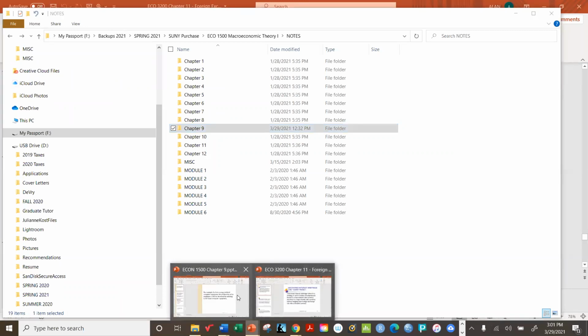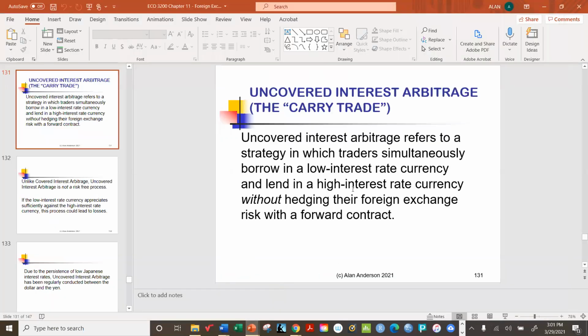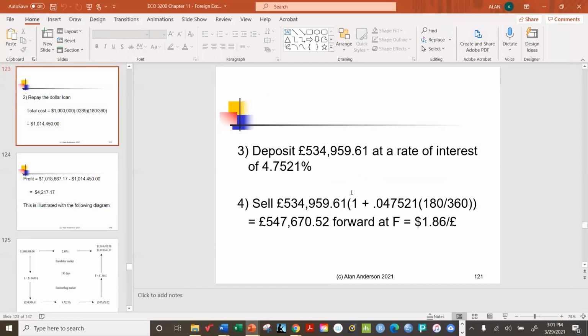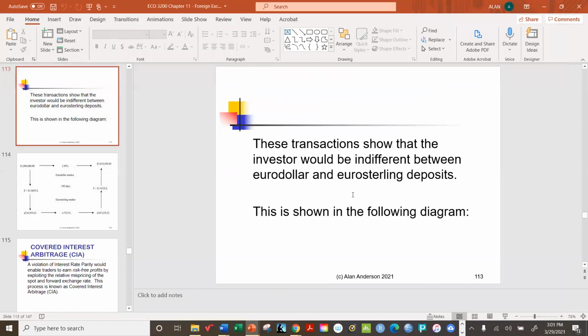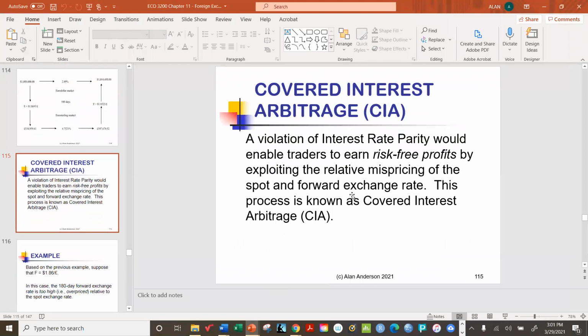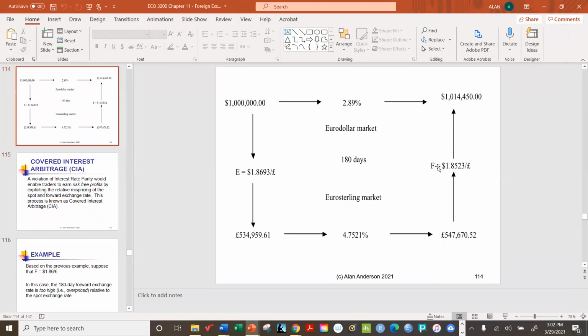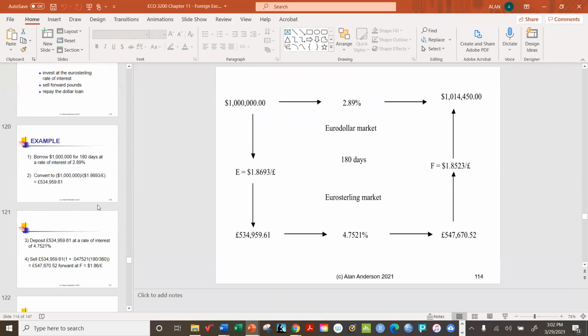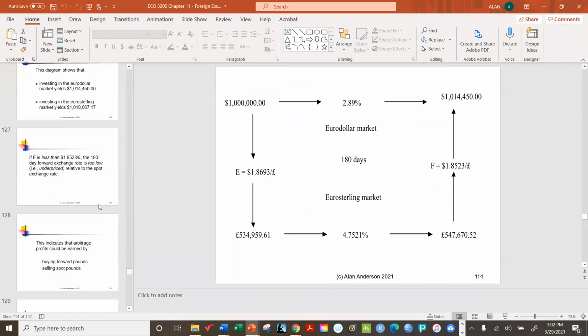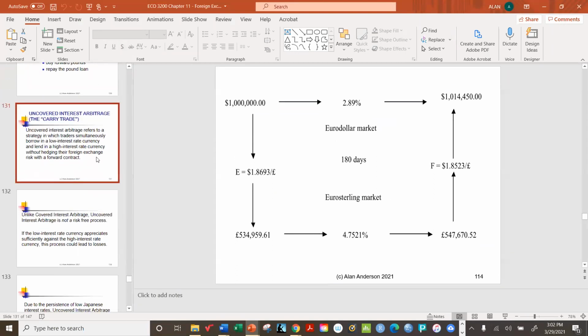This is a situation that's somewhat related to what we've been doing. In fact, it closely resembles this covered interest arbitrage, where we were looking for violations of the relationship between the forward exchange rate and the spot exchange rate. And we saw that if there's a violation of the interest rate parity condition, then we can earn arbitrage profits. Uncovered interest arbitrage is a little different because it's not strictly speaking an arbitrage.